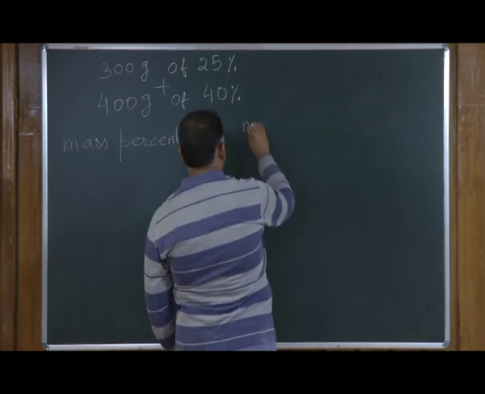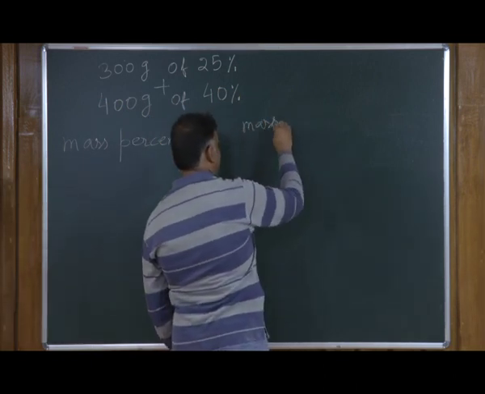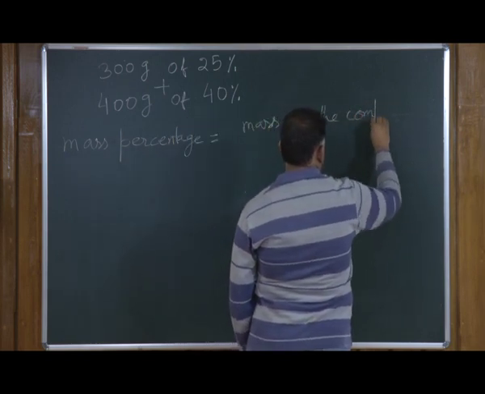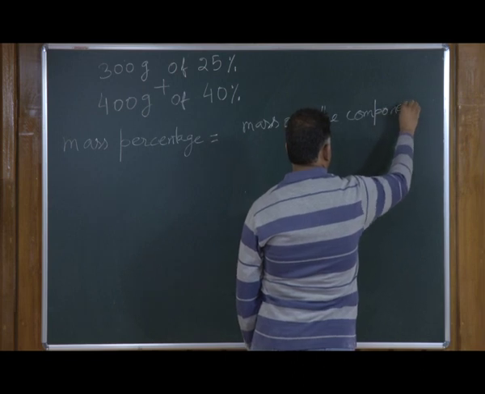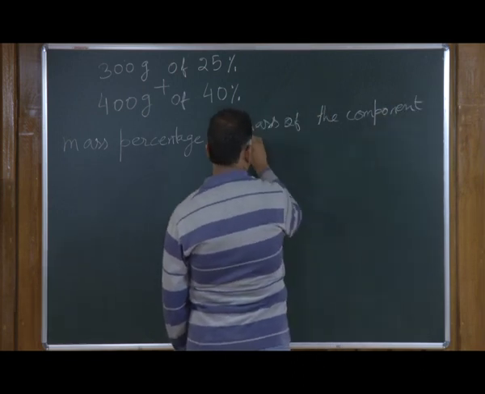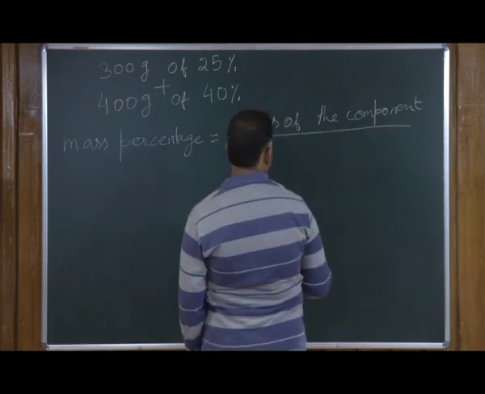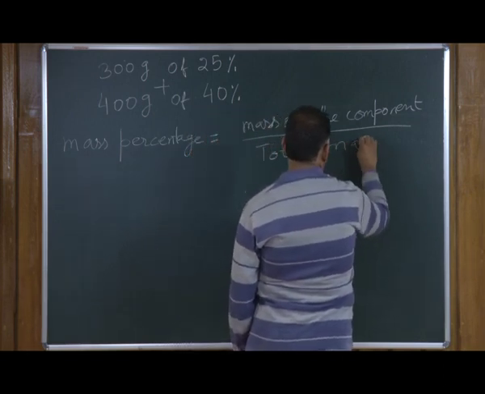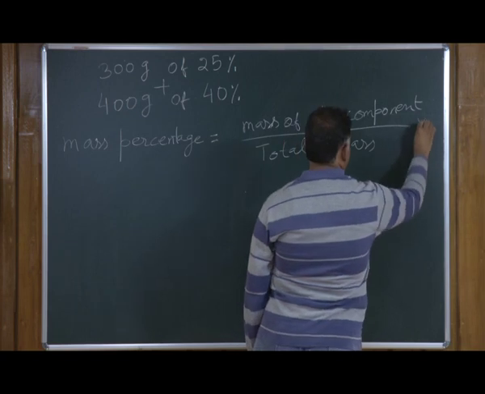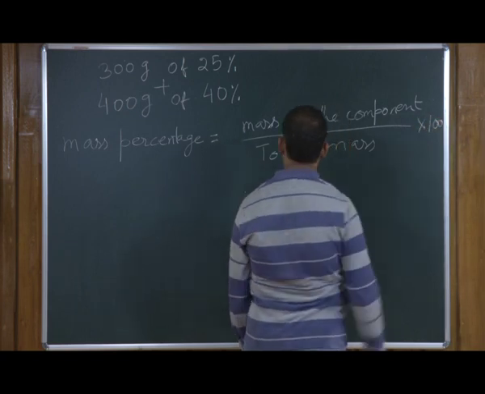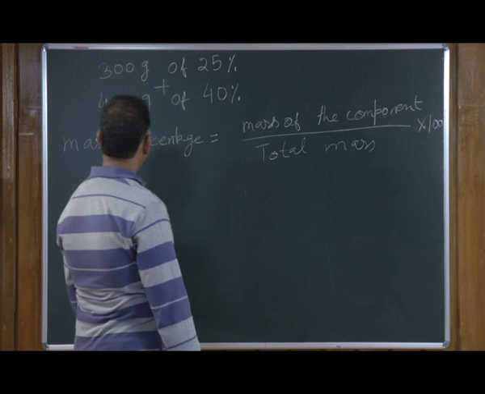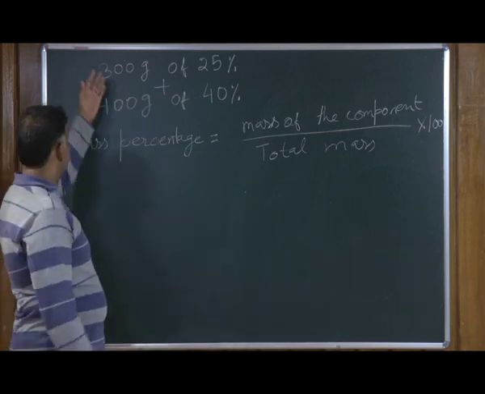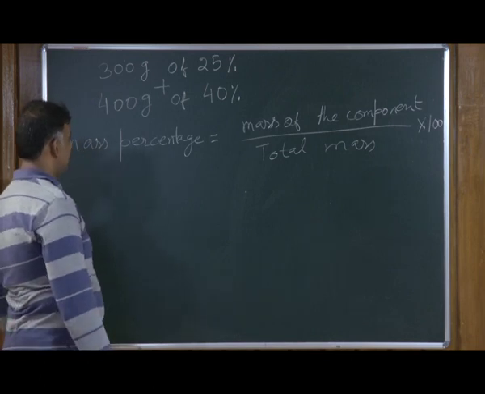So, mass of the component in the solution divided by total mass of the solution, and for percentage multiply by 100. In the resultant solution, the solute is going to come from these two individual solutions.